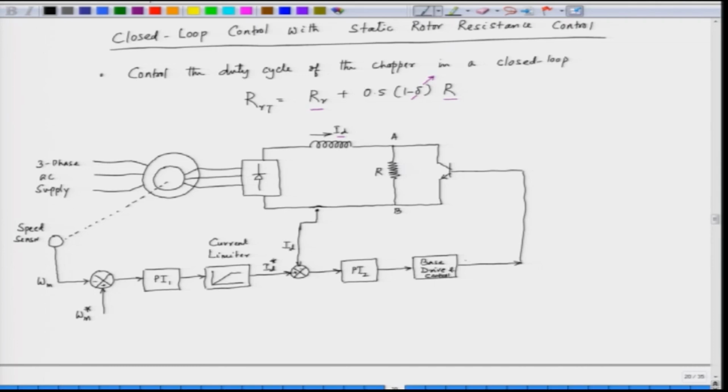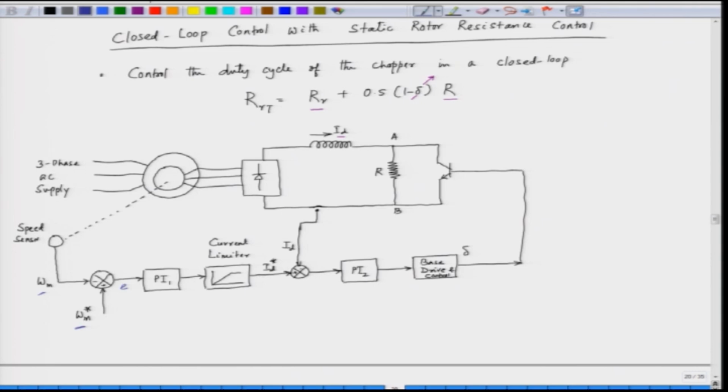So, we are trying to control the angle delta. This is the closed loop block diagram of chopper controlled rotor resistance based induction motor drive. What we have here is a reference speed, we compare that with the actual speed and we have the error here, the speed error, and then we have a speed controller, a simple proportional integral controller.